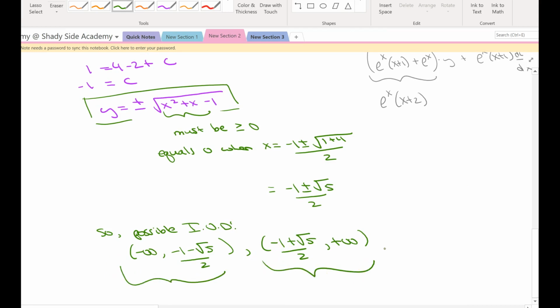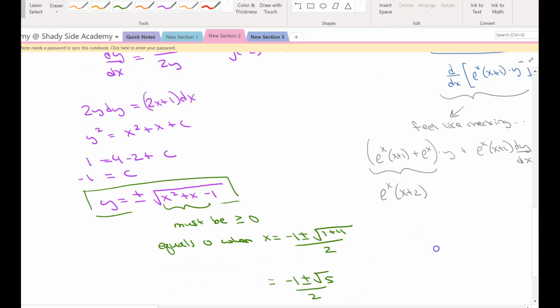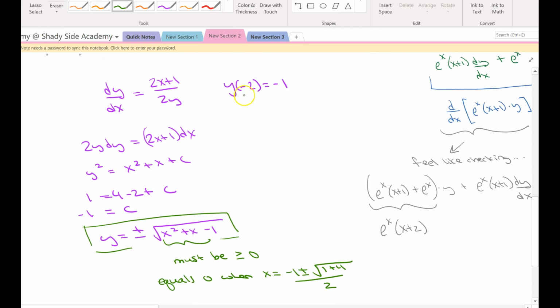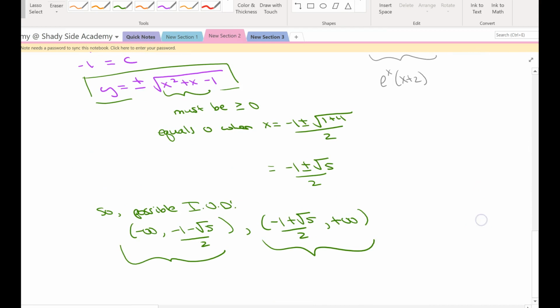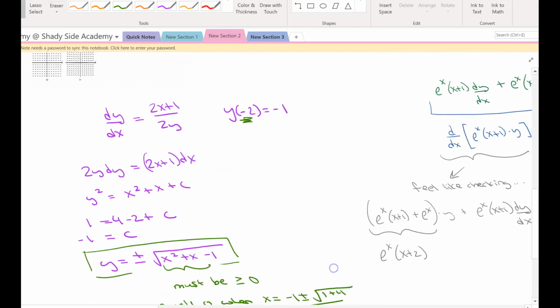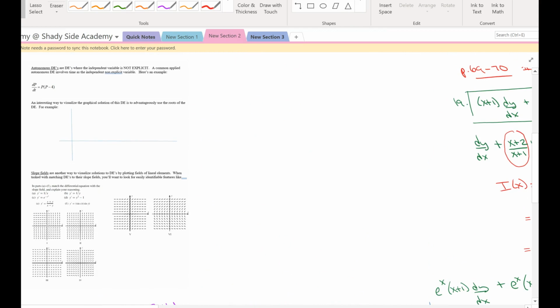If this were not an initial value problem where we were not given a point, either of these would be fine. Either of these would be viable intervals of definition. However, we were told the given point is x equals -2. And the interval of definition that includes that given point is right here. So this would be the interval of definition. Okay? All right, let's resume. Let's go back to our notes here.